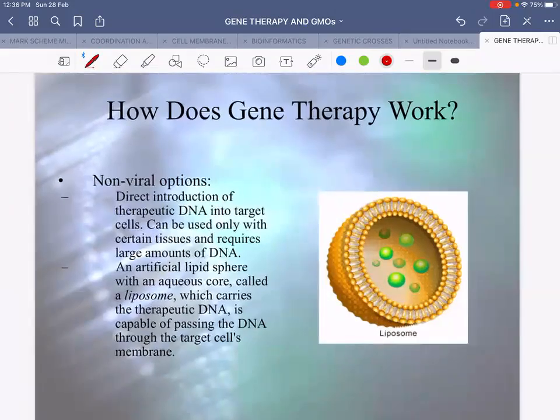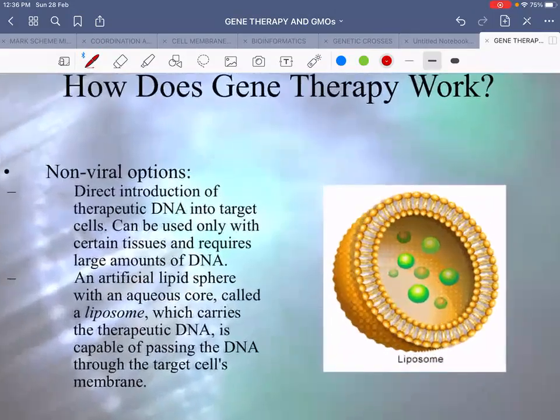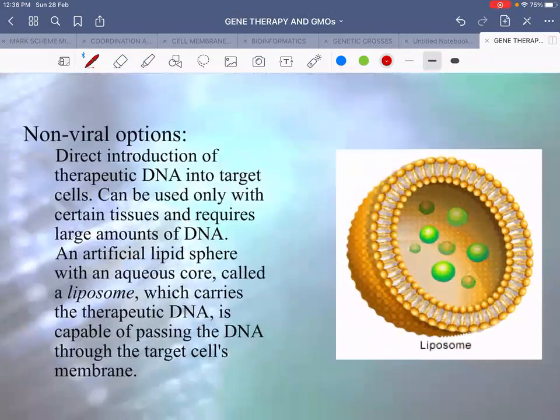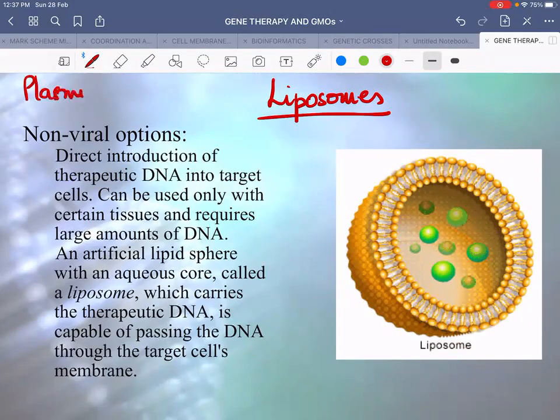How does gene therapy work? Sometimes we can also use non-viral vectors. And if you remember, when I was teaching you the manufacture of insulin, genetically engineered insulin, I did take the name of liposomes. So liposomes are also vectors. In fact, I told you कि तीन तरह के vectors use होते हैं: plasmids, viruses, and liposomes.